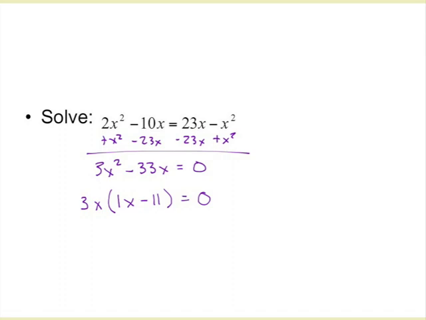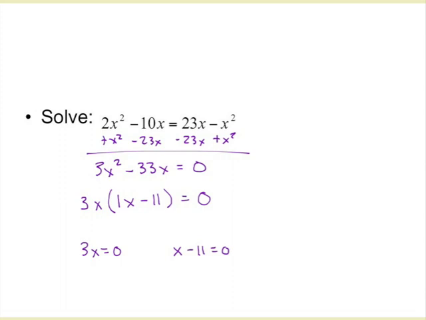Now we want to set each factor equal to 0. So that means I'm going to set 3x equal to 0, and I'm going to set x minus 11 equal to 0. Everything that's multiplied in the problem needs to be set equal to 0.